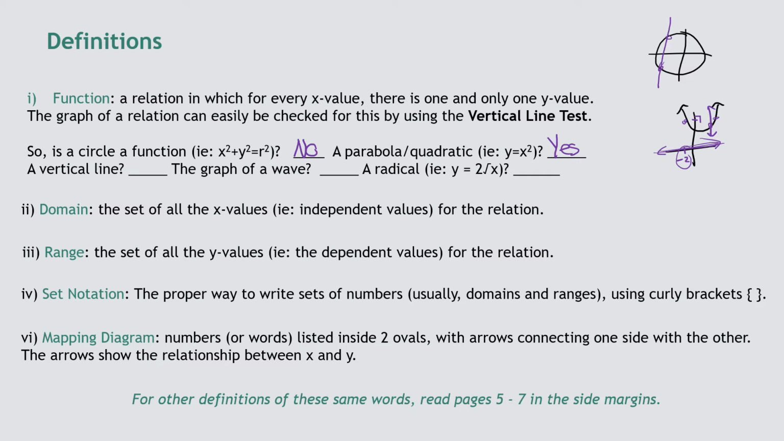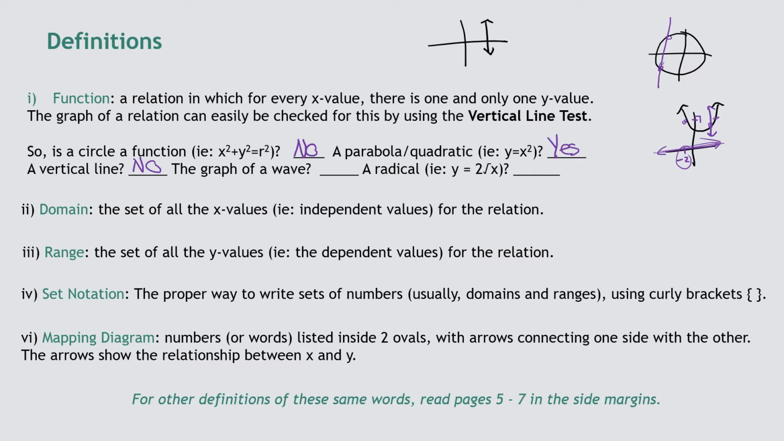What about a vertical line? A vertical line looks like this. Is a vertical line a function? No, it is not a function, because if I draw a vertical line on top of a vertical line, it has an infinite number of points of intersection.